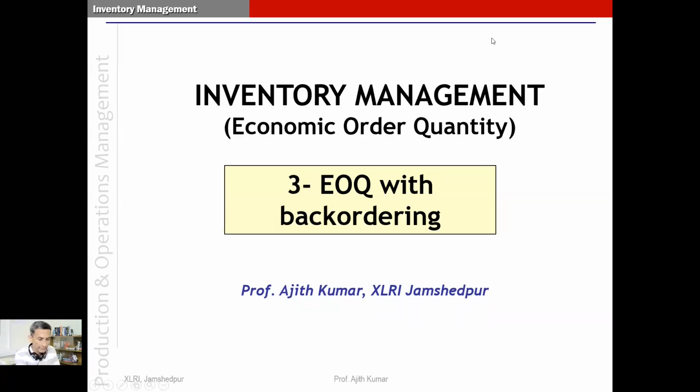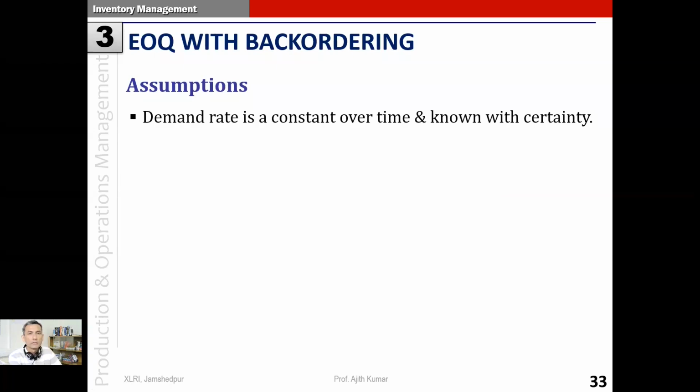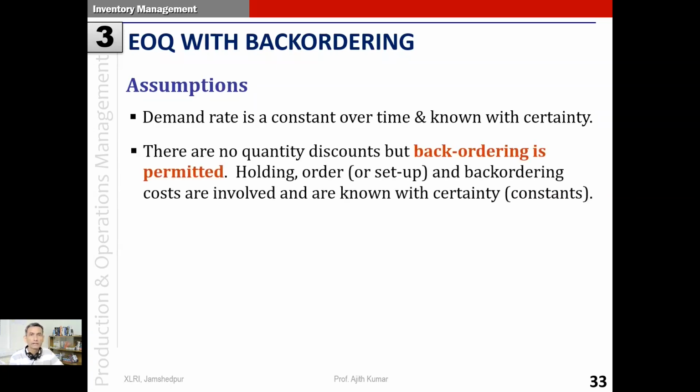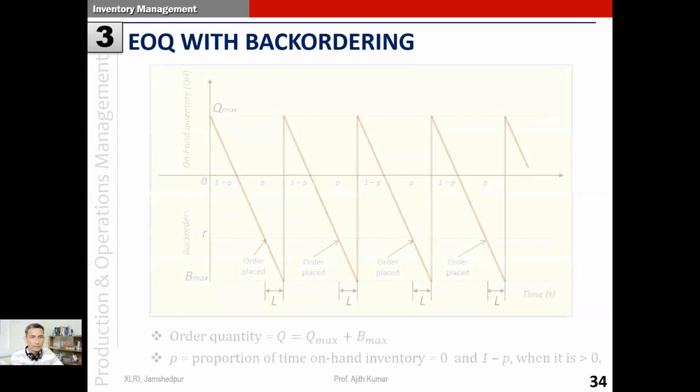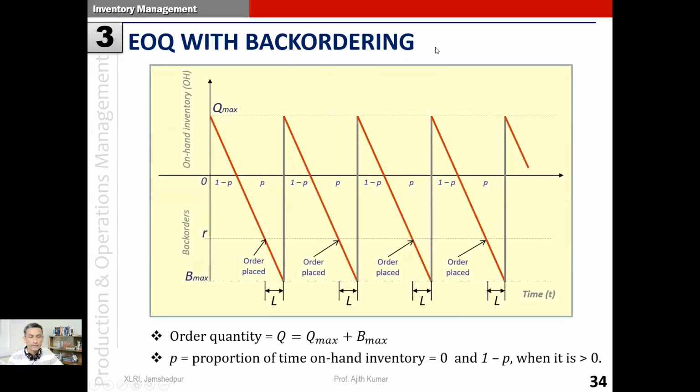EOQ with backordering. In this model, again, we relax only one assumption with respect to the basic EOQ model, and that is that backordering, which in the basic EOQ model is not permitted. Here, backordering is permitted. All the other assumptions remain the same. So our schematic now looks like this.